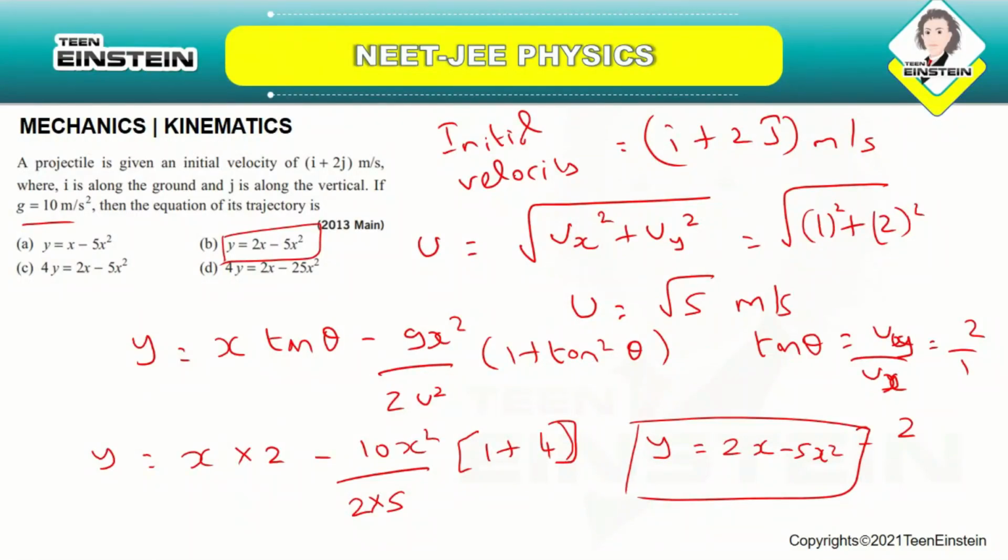So, what you are doing is you are finding out the initial velocity first, i plus 2j, and then you are finding out the magnitude of the initial velocity, which is equal to root of 5 meter per second, and then you are substituting the values in the equation of trajectory of the projectile, which is the standard equation y equal to x tan theta minus g x square by 2 u square into 1 plus tan square theta. So, it is a standard equation. So, you can substitute the values in this and you can find out the equation of its trajectory, which is y is equal to 2x minus 5x square.